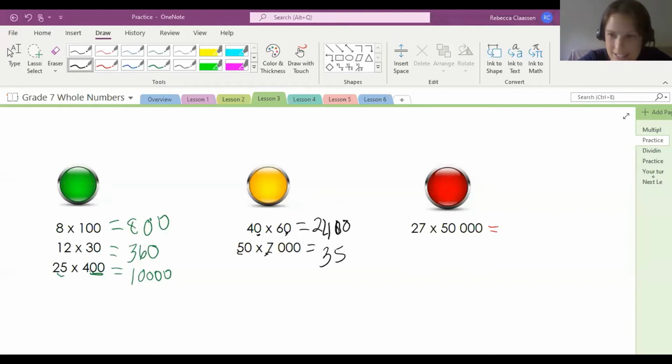Ma'am, it's 350,000. 350,000. Good. So 5 times 7 is 35, and I need to have 1, 2, 3, 4 zeros there, and then 1, 2, 3, and I end up with 350,000. Well done, Faith. Thank you very much. Good job to all of you who got that.